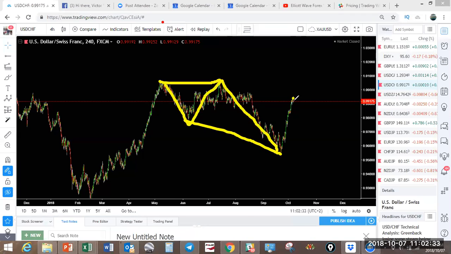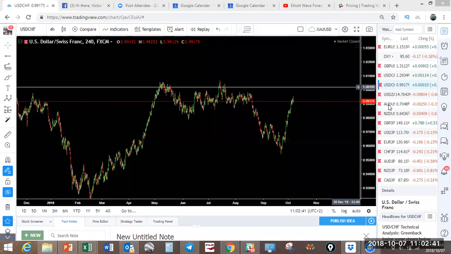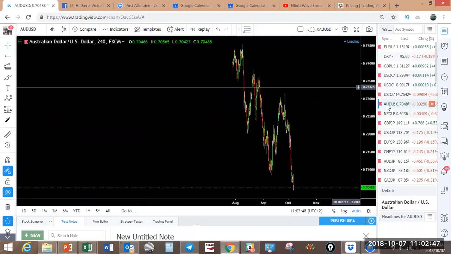Now, what are you waiting for? You just need to get a deeper corrective structure for this to go all the way to complete your wave 5. That's what you need to wait for on US Dollar Chief. Now AUD/USD. AUD/USD is one of the pairs that we discussed on the trade setups. Let's have a look at this one.